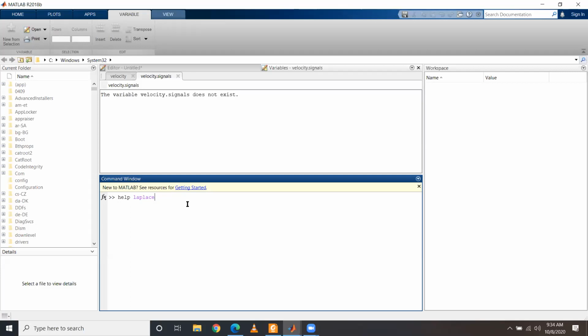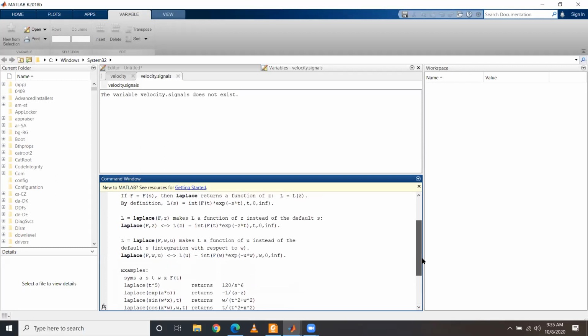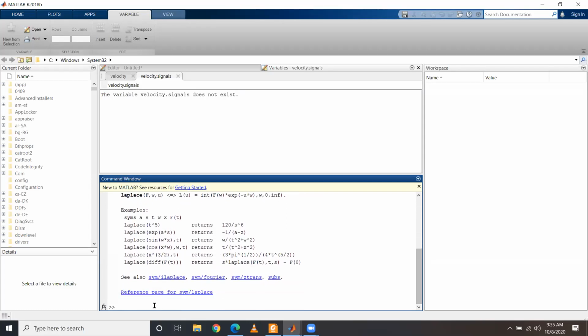If you want to know what laplace does, type help laplace. As you can tell from the name itself, it will give you the Laplace transform. The Laplace transform is basically converting from the time domain to the frequency domain. Suppose you want to find the Laplace transform of t squared. What is the formula? Does anyone know? If I remember correctly, t to the power n gives n factorial over s to the power n plus 1. So I think this should be 2/s³.